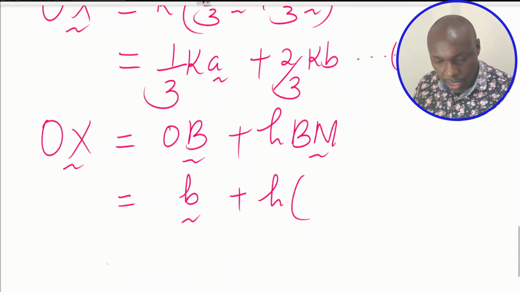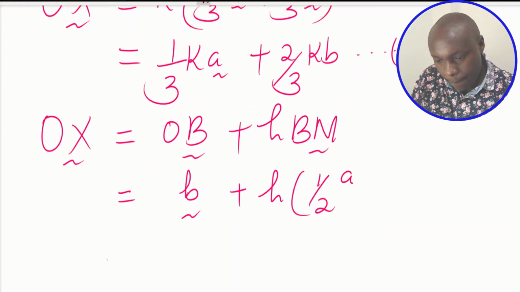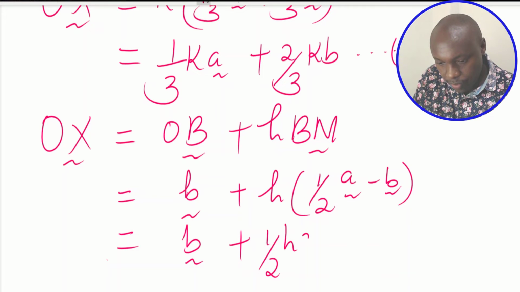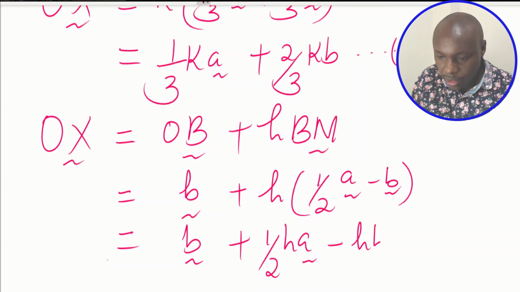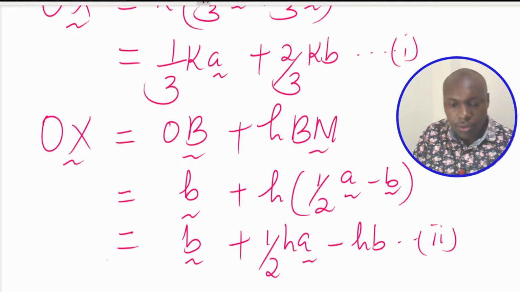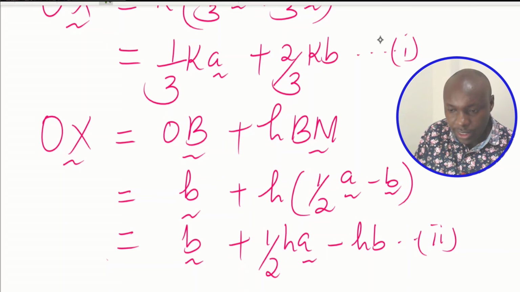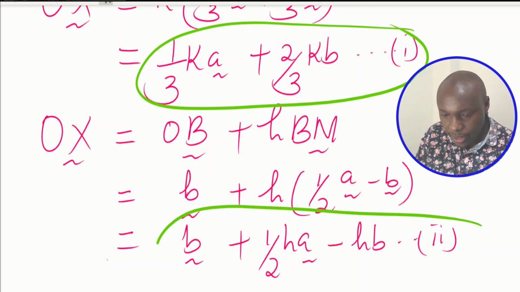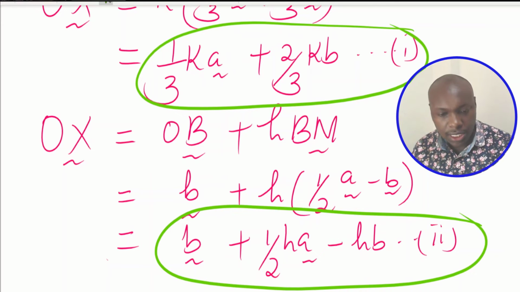So this will be H times a half A minus B. Opening this, you get B plus a half HA minus HB. So here we have now the second expression. Now we have expressed OX in two ways. Since these are two expressions of the same thing, OX, we can take this expression and equate it to the other because they are representing the same thing.